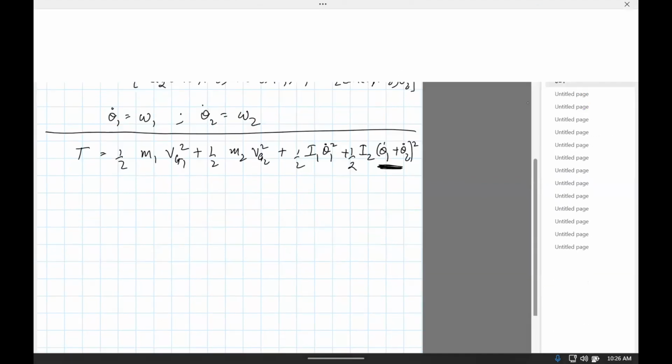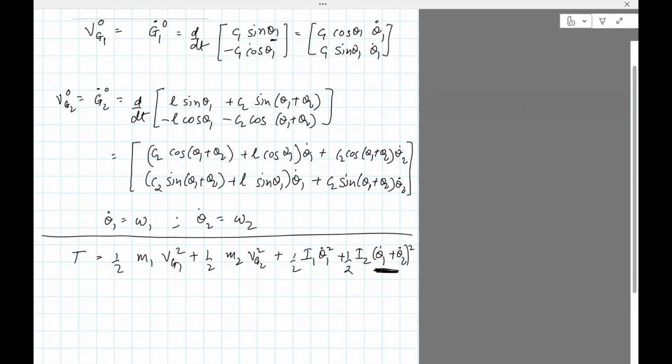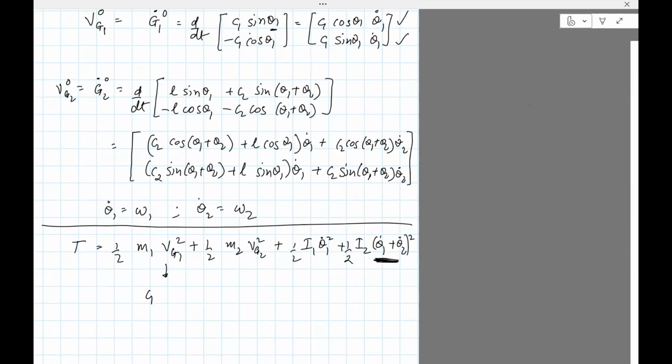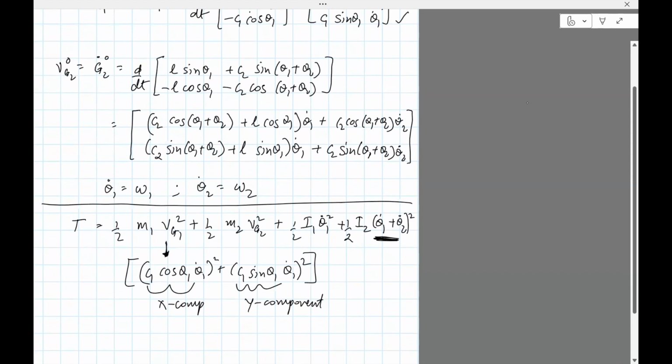Okay, now what you need to do in order to get this is this square plus this square, right? So it's going to be C1 cosine θ1 dot squared plus C1 sine θ1 dot squared. So that's going to be the velocity of G1 squared. It's going to be the x component, and then the y component. Okay, so that may not be too bad.